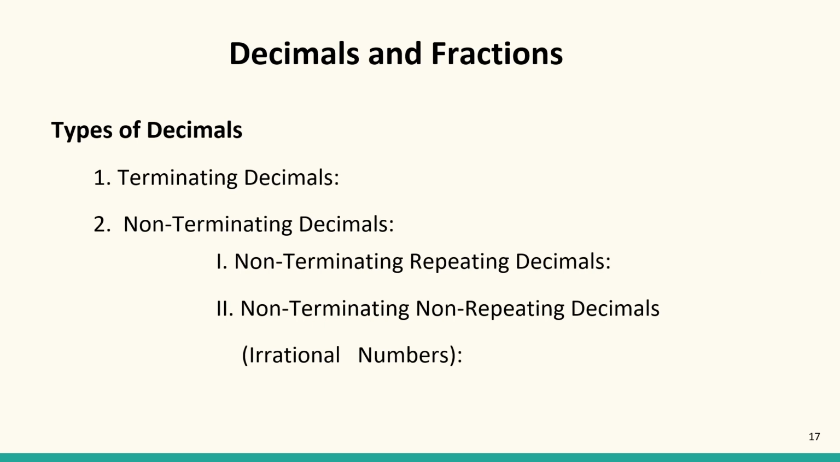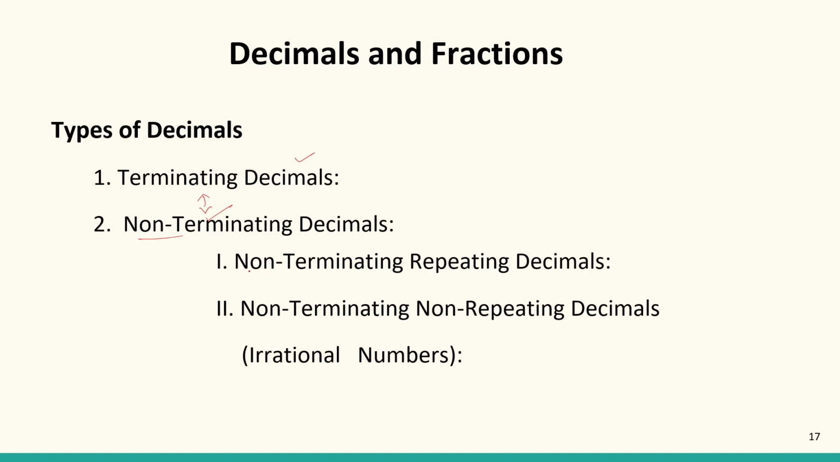So types of decimals is actually two. The first one is called the terminating decimals, and the second one is called non-terminating decimals. We'll see what is the difference between these two. And actually the second type, non-terminating decimal, is further divided into two parts, that is non-terminating repeating decimals and non-terminating non-repeating decimals.